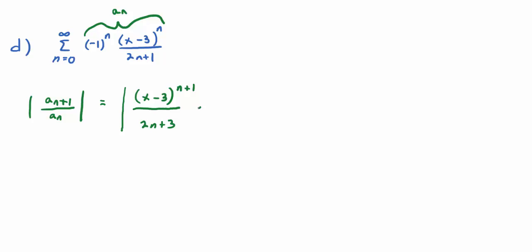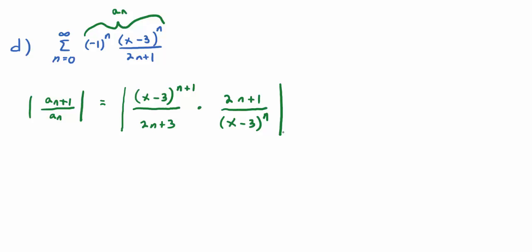Okay, now let's divide by a sub n by multiplying by its reciprocal. So what's the reciprocal of a sub n? What goes on top? 2n plus 1, right? And then on bottom, (x minus 3)^n. Okay, so everybody agrees that's the absolute value of a sub n plus 1 divided by a sub n.